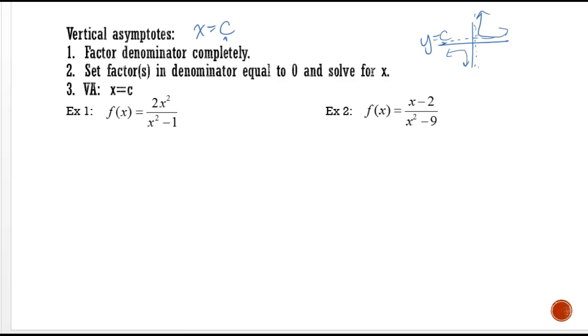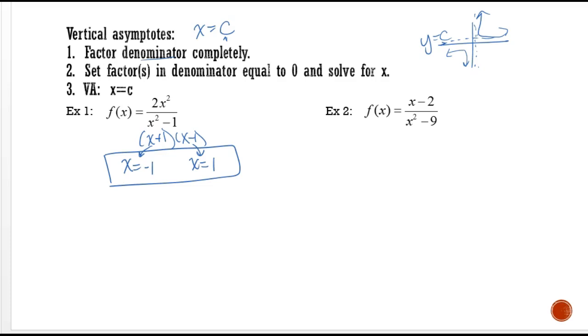All right, so to find the vertical asymptote, it's really easy. What you want to do is factor the denominator completely. So look at example 1. If I factor the denominator, I have x plus 1 and x minus 1. You set each factor in the denominator equal to 0 and solve for x. Well, if I solve this one, it's going to come out negative 1. If I solve this one, it's going to come out positive 1. So that means I have 2 vertical asymptotes. If I only had one factor, then I would have only one. That means in the graph, it's going to jump over twice. There's 2 vertical boundaries.